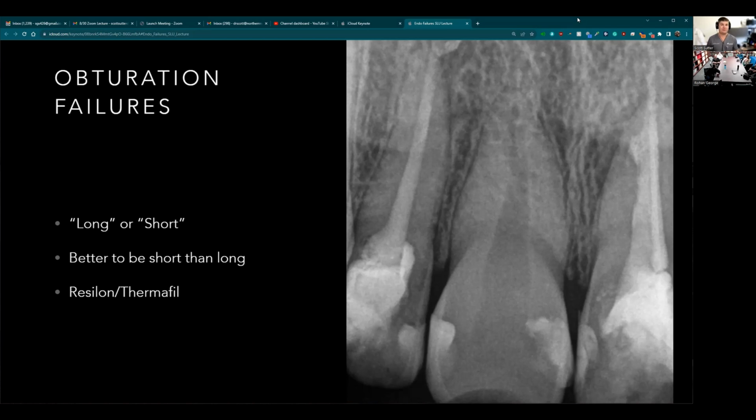I see a ton of Thermafil. I do a Thermafil case a week, so that is super common. And the problem, Resilon had a lot of issues. Do you guys all know what I'm talking about when I say Resilon? It's okay to say no.